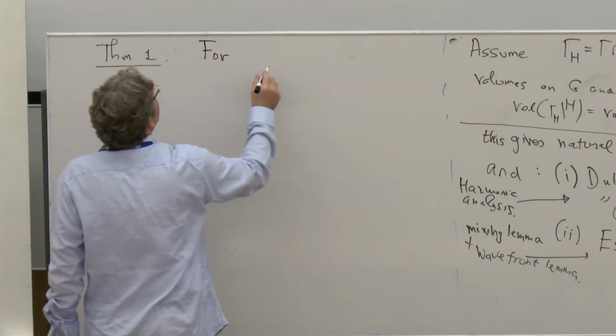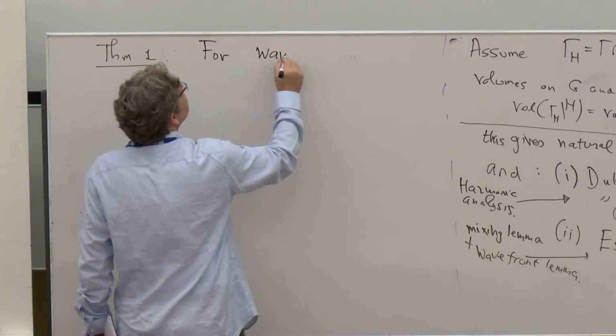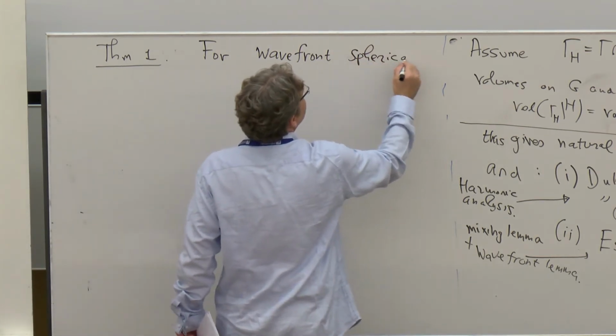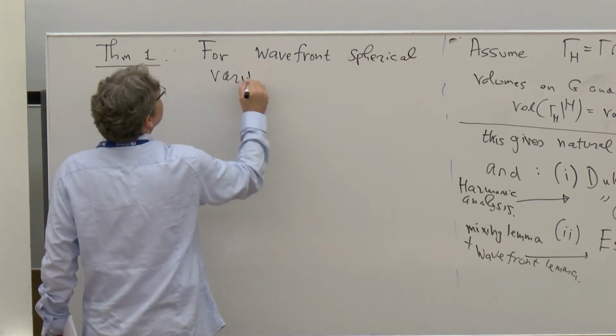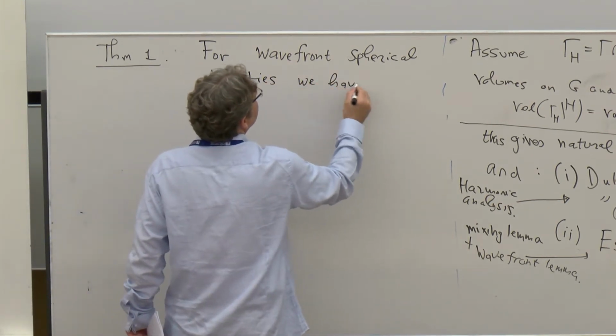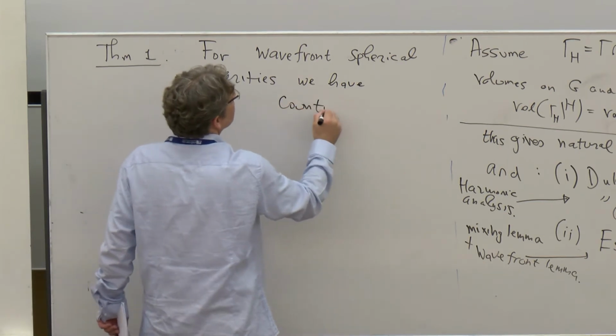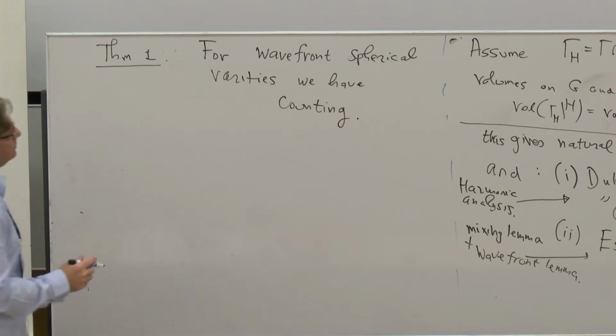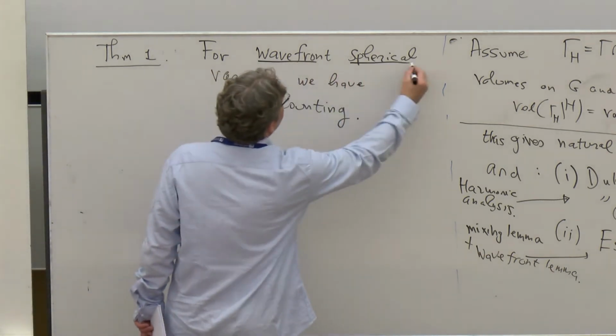So finally, maybe Theorem 1, which is not the best result that we have, but it's at least easy to formulate, for wavefront spherical varieties. We have counting. Okay, so I will need to say something about this concept.